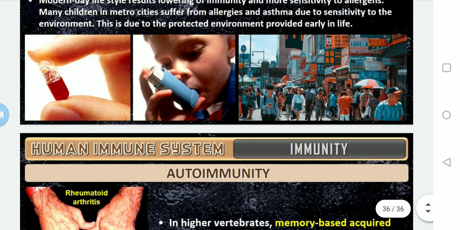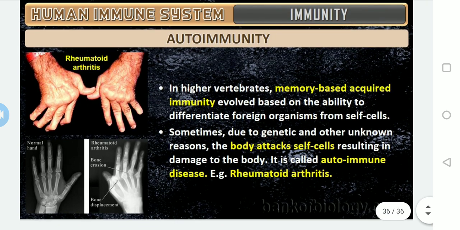Okay, yeah. So after this one, there is another important topic, that is autoimmunity. Okay, what is this actually? Yeah, you must have heard that our immune system is able to identify self and non-self, isn't it? The memory based acquired immunity is able to distinguish foreign molecules or cells, the pathogens, from the self cells. But sometimes what happens, due to genetic and other unknown reasons, the body attacks self cells. Okay, so this results in damage to the body cells and is called autoimmune disease.